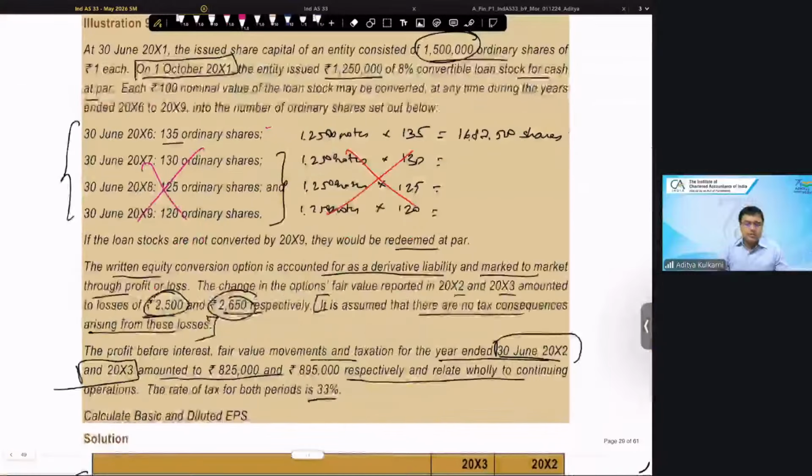So you will have to mention we are considering the first conversion ratio because that is maximizing the potential equity shares, resulting in maximum possible dilution, if any. That is the first note. Second note, you will have to mention fair value losses are not considered for tax, which is already given in the question. Even if you don't give that, it's totally fine. If you give these two notes, it is more than enough as far as your exam is concerned. It's totally fair.